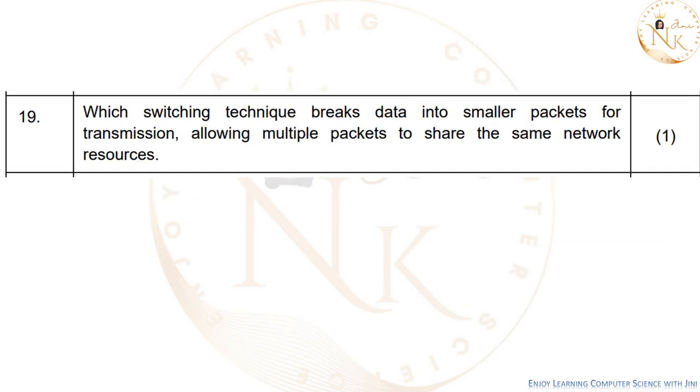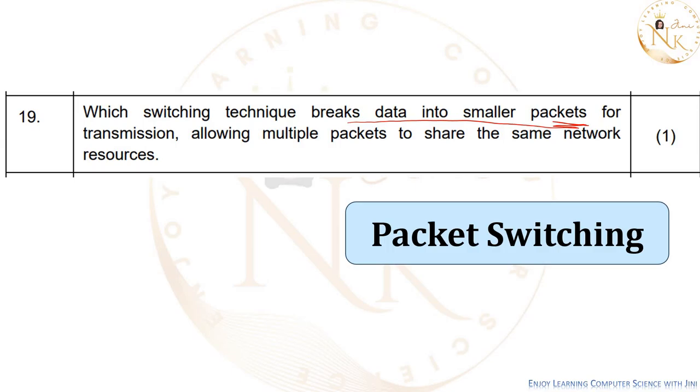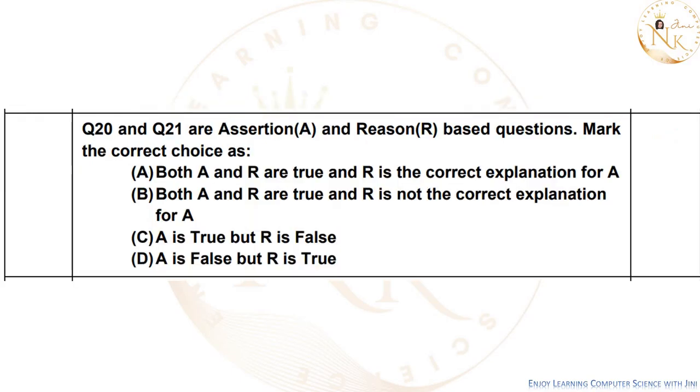19th question. Which switching technique breaks data into smaller packets for transmission? The answer is in the first line itself: breaks into smaller packets. So it is packet switching, allowing multiple packets to share the same network resources. It is packet switching. 20th and 21st are assertion and reason based questions.